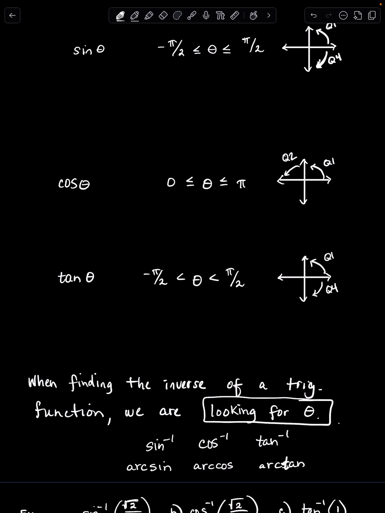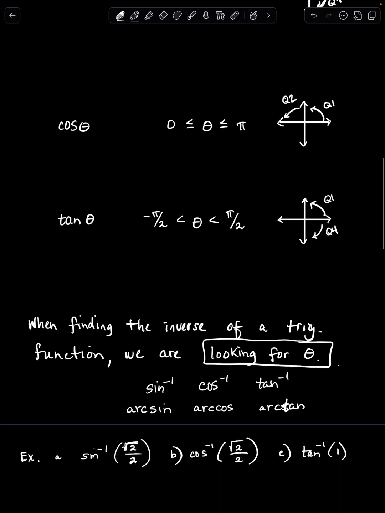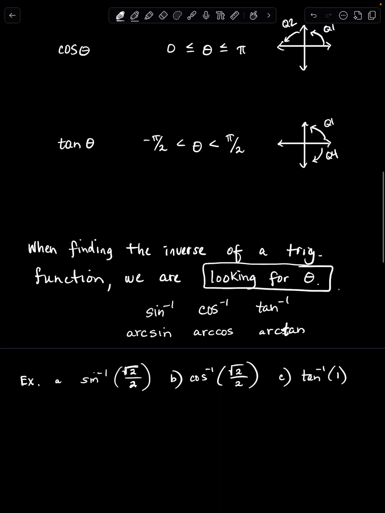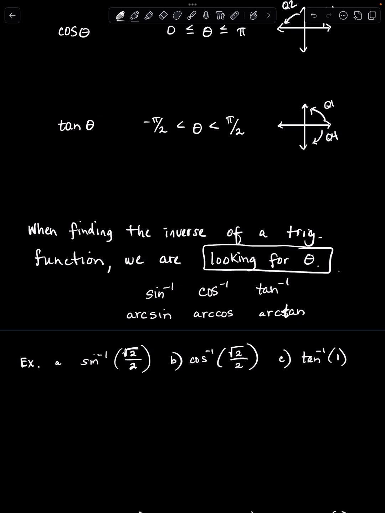I'm going to show you more of this when we do some examples, so I'll give you more details when we go into the examples. So let's head on into these examples. We've got the inverse sine of the square root of 2 over 2. So let's think about what this means. This is literally asking me for the angle. So I would read this like: the sine of what angle equals the square root of 2 over 2.